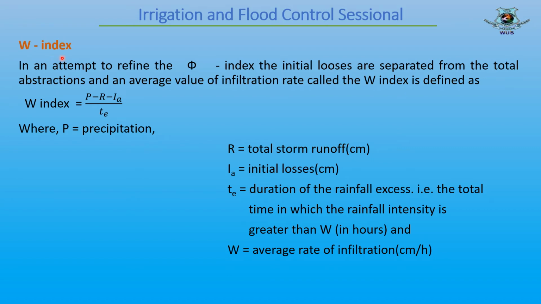W index. W index is the same as the phi index, but it is the refined form of phi index. In phi index, no initial losses are considered, which are considered in W index. So, in an attempt to refine the phi index, the initial losses are separated from the total abstraction and an average value of infiltration rate called W index is defined as W index equals (P minus R minus IA) divided by TE.